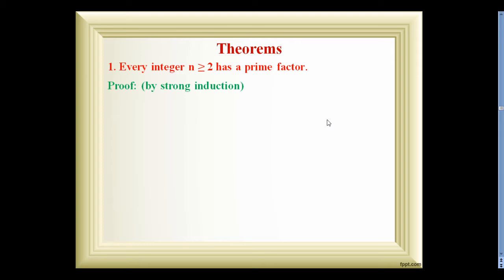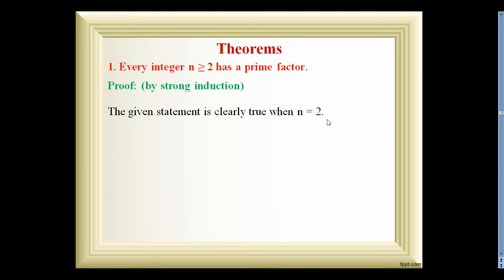First theorem. Every integer n greater than or equal to 2 has a prime factor. We have to prove this theorem by using strong induction. That is, if you take some k number of terms, it will have a prime factor. In the strong induction method, we are going to prove not only up to k, we are going to check for k plus 1. So when you prove the given statement is true for k plus 1, it is obviously true for k. This is the idea of the strong induction method.